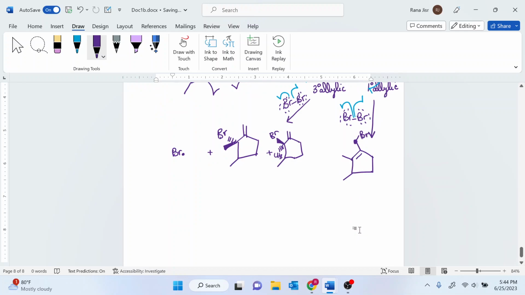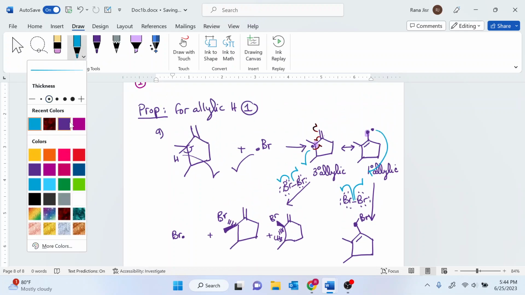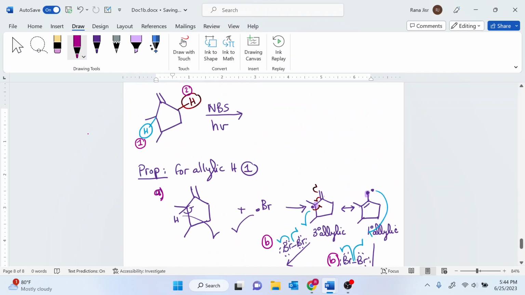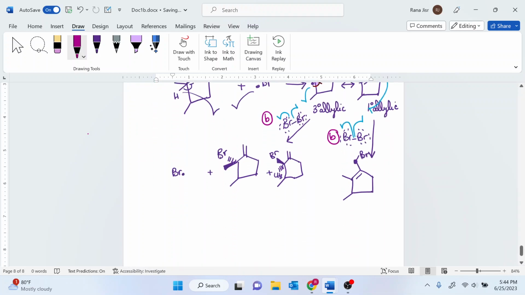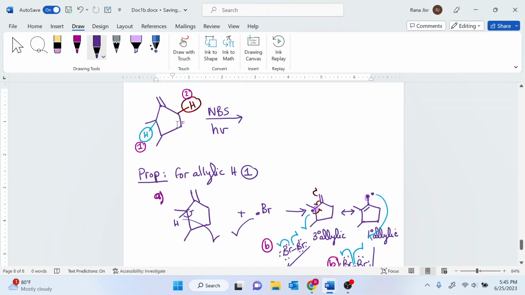Let's go ahead and do the second allylic hydrogen. So this is going to be step B. Please label your steps in there. So that is going to be step B of the propagation. So you have step A of the propagation and then step B of the propagation. We are going to continue for the allylic hydrogen 2. So for allylic hydrogen 2, then we're going to do exactly the same thing now. We are working with this allylic hydrogen.